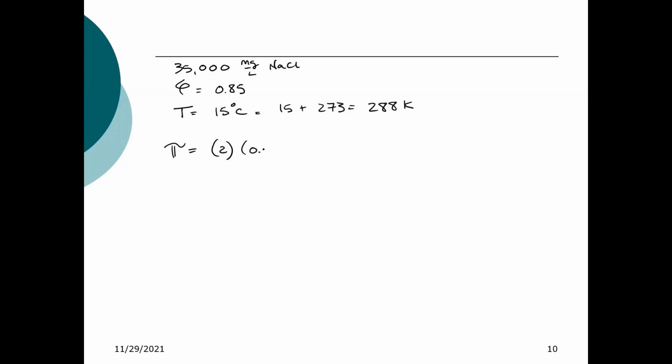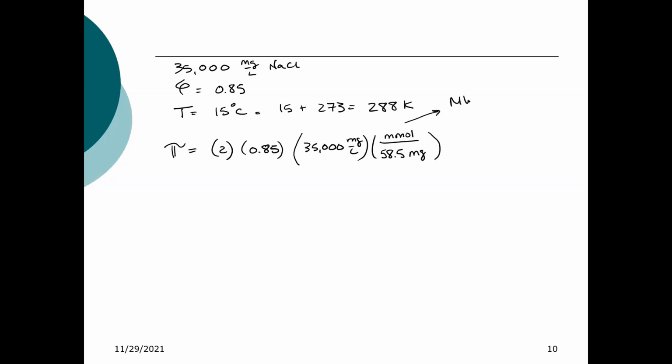we have a solution, 35,000 milligrams per liter of sodium chloride. The osmotic coefficient is 0.85. Temperature is 15 degrees C, and that is 288 Kelvin. Okay. So the osmotic pressure of this solution is 2 times 0.85 times 35,000 milligrams per liter divided by 58.5 milligrams per millimole.